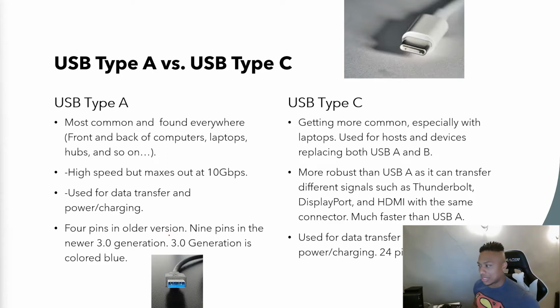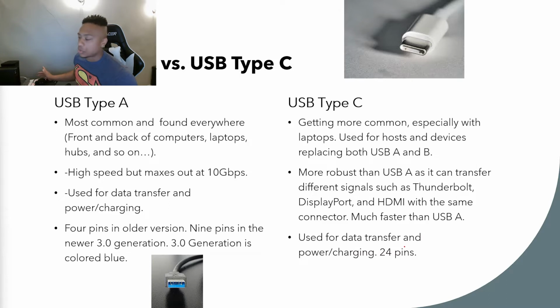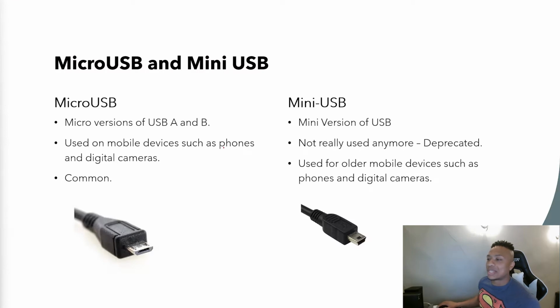It is more robust than USB-A and can transfer different signals. It can actually transfer Thunderbolt, DisplayPort, and HDMI within the same connector. So that is one huge benefit to USB-C. And like I said, it's also much faster than USB Type-A. Like USB-A, it's used for both data transfer and power charging. And it has a total of 24 pins. 24 pins inside this little thing. How come we can't put 24 pins inside here? That's what I want to know.